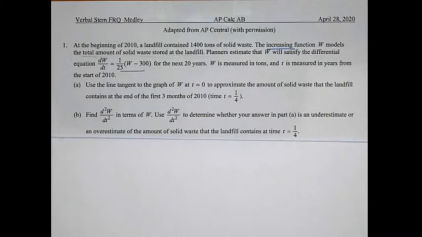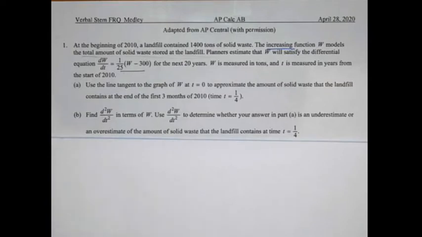Part B says find the second derivative of W with respect to time in terms of W. Use the second derivative to determine whether your answer in part A is an underestimate or an overestimate of the amount of solid waste that the landfill contains at time t equals 1/4. If we're looking for over or underestimates, we need to look not only at increasing or decreasing, but also at concavity, whether it's concave up or concave down.